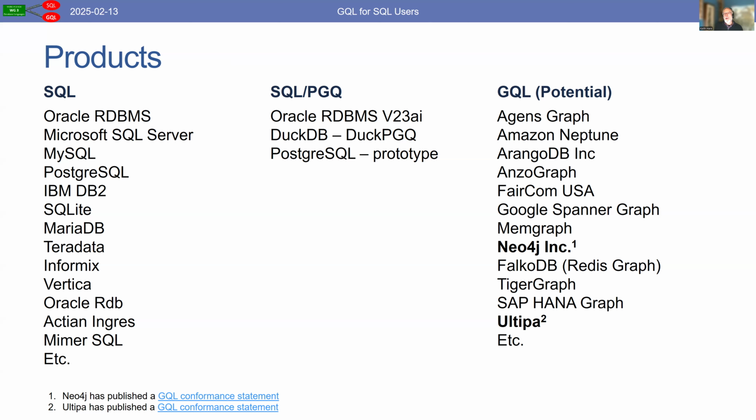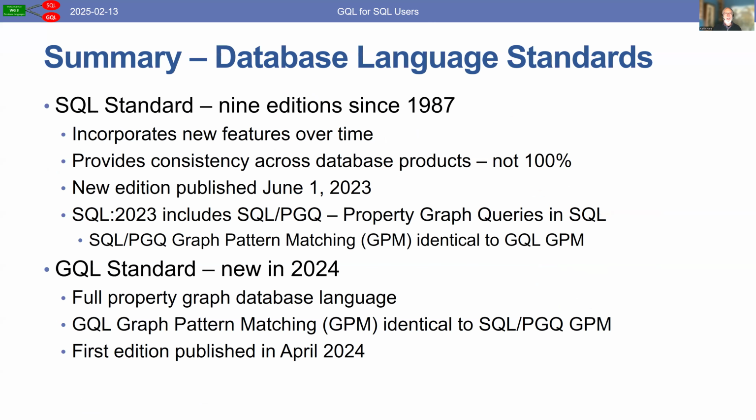For GQL, there are a number of property graph vendors. These are all relatively small, but they have the potential of implementing GQL. Two of them have now actually published GQL conformance statements: Neo4j and a company out of China called Altipa. So there are beginning to be GQL implementations that actually have documented their conformance to the GQL standard.